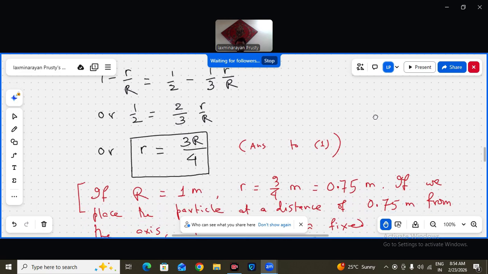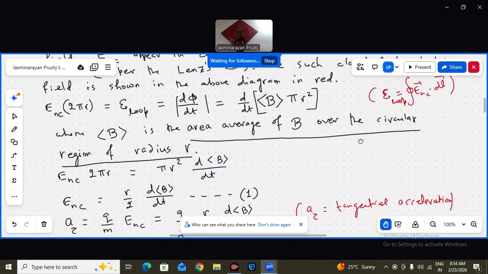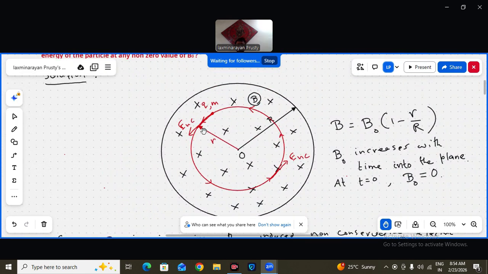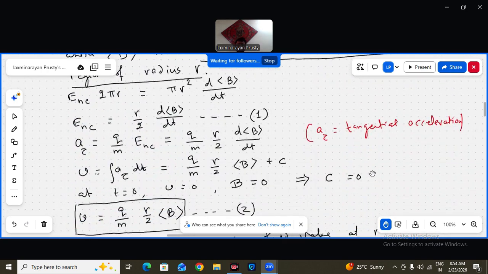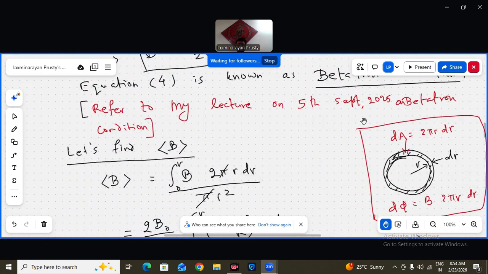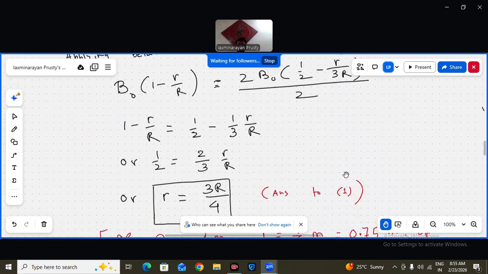So if you place the charge at a location 3R by 4, and this is the distribution of B, then as B changes with time, it will continuously move on the circular path without any support. So that is the answer to my question number 1.